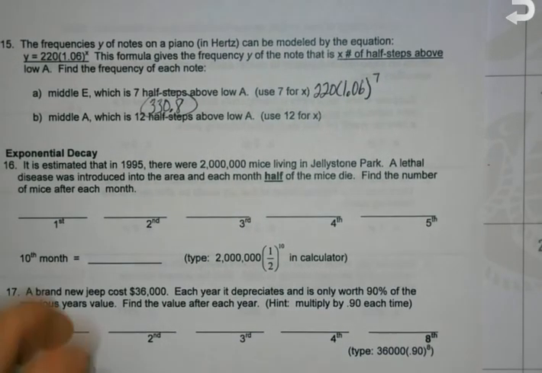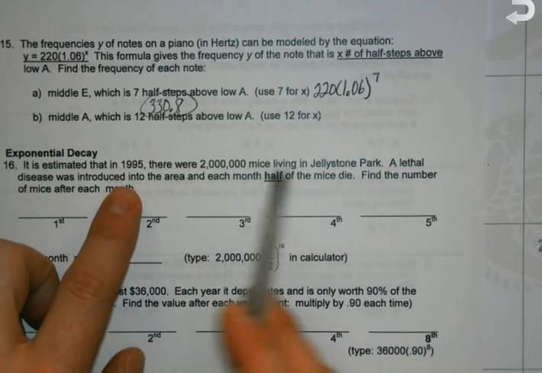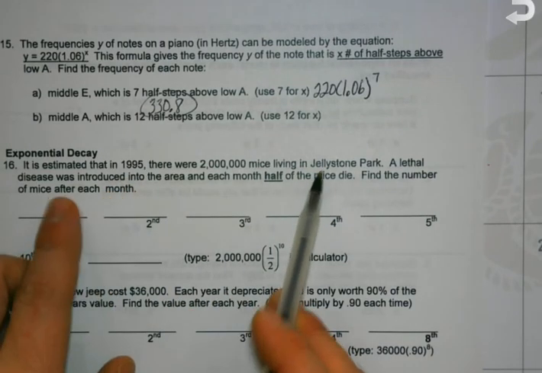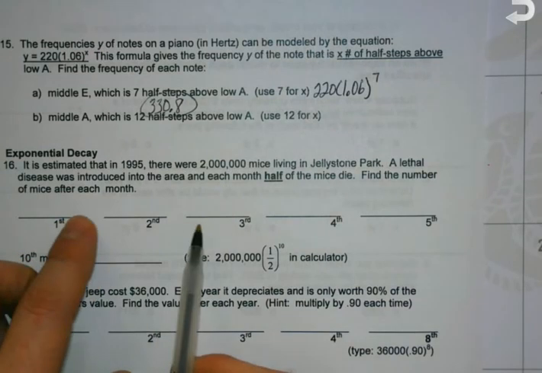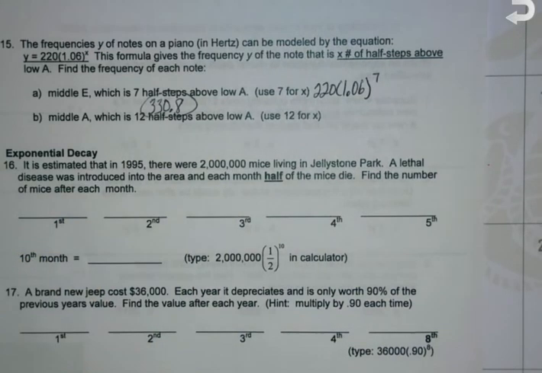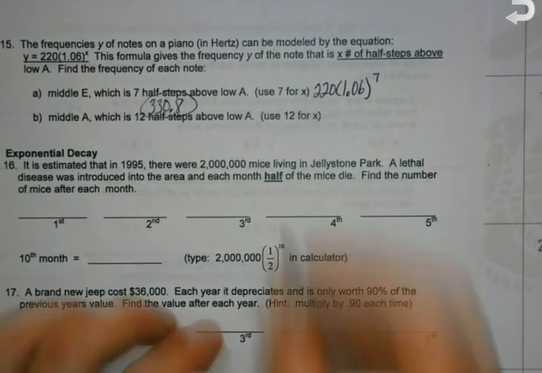It's estimated that in 1995 there were 2 million mice living in Jellystone Park. A lethal disease was introduced into the area, and each month half of the mice die. Find the number of mice each month. Now I know you're capable of just doing divide by 2, divide by 2, divide by 2. But let's think about this for a minute.